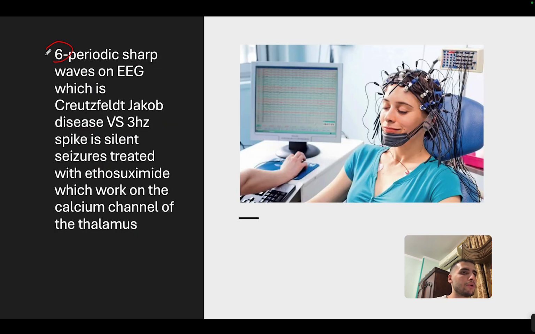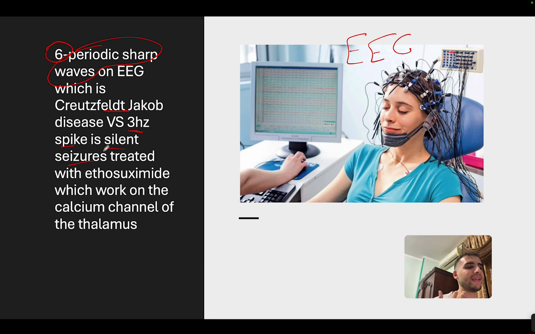The other important information is EEG findings. So you need to know 2 EEG findings on the exam. The first EEG finding is that in Creutzfeldt-Jakob you would see something called periodic sharp waves. They will not show you any EEG in the exam, but they will just say it in the vignette. The next important EEG finding is 3 Hz spike, which you usually see in silent seizures.